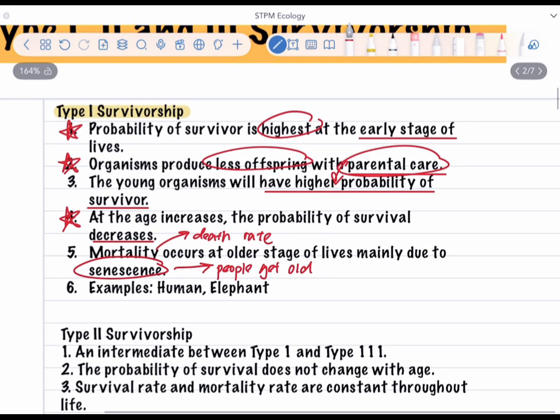So for organisms that have this kind of type 1 survivorship, the examples are humans and elephants, and so on and so forth. Here I only list down several examples.